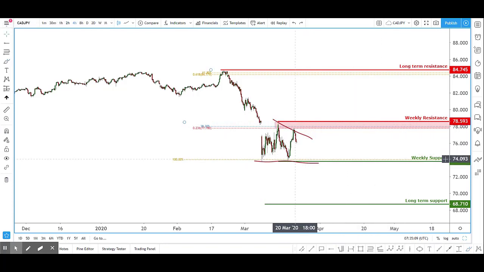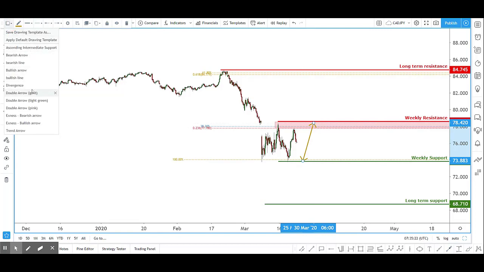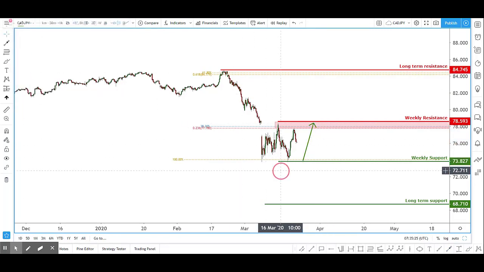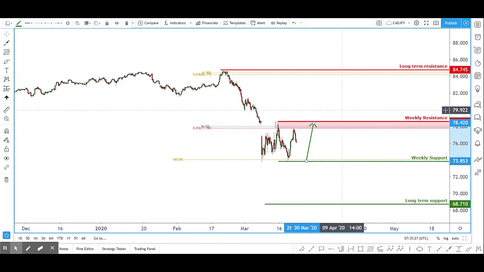Okay. So again, for the trade of the day for CAD yen, what I like to see is I'll wait for price to come close to a weekly support. I'll use the weekly support as my entry and I'll play a bounce towards the weekly resistance because price is clearly in a range, and we'll just see how price breaks up from there.